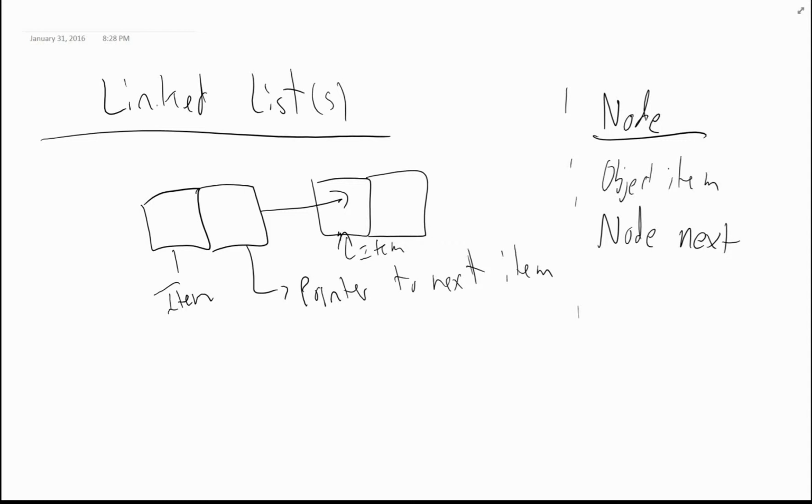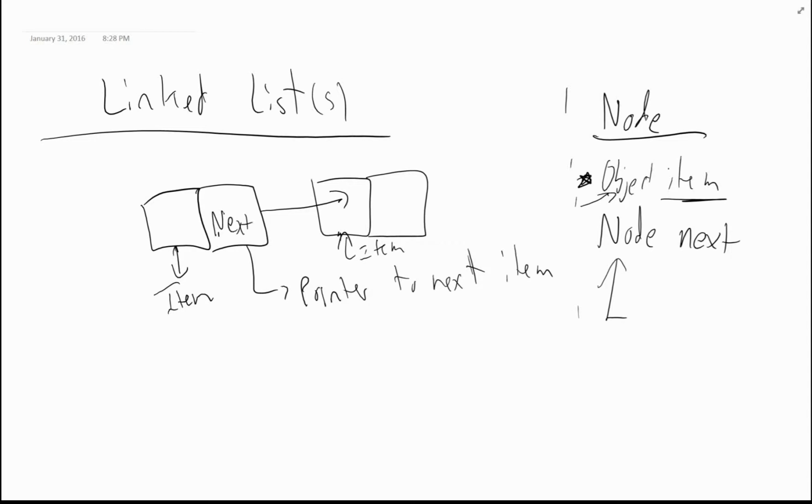Since Java is object-oriented, these are your nodes, and they link to other nodes, hence linked lists. So what exactly does a node have? It has an object item, so the type is Object, and this is a variable name, and then it has one of itself in here called next. So this one would be the item, and this one would be next.